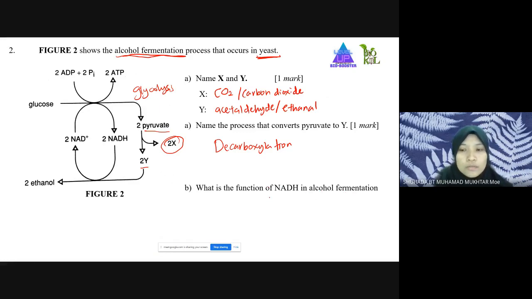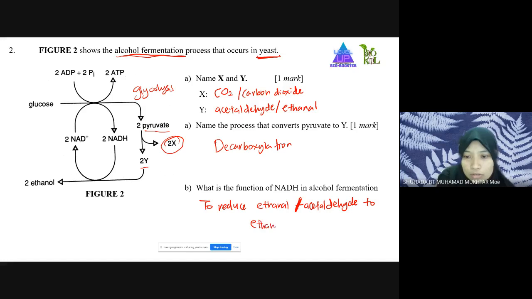Okay, what is the functions of NADH in alcohol fermentation? Okay, so apa fungsi NADH in alcohol fermentation? Functions of NADH in alcohol fermentation ialah to reduce acetaldehyde to ethanol. Okay, specific lah. Okay, be very specific because it mention alcohol fermentation kan.